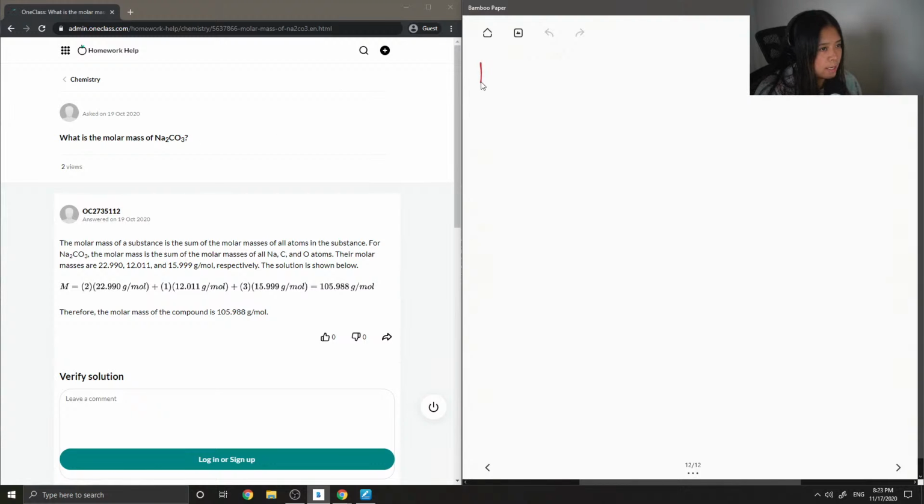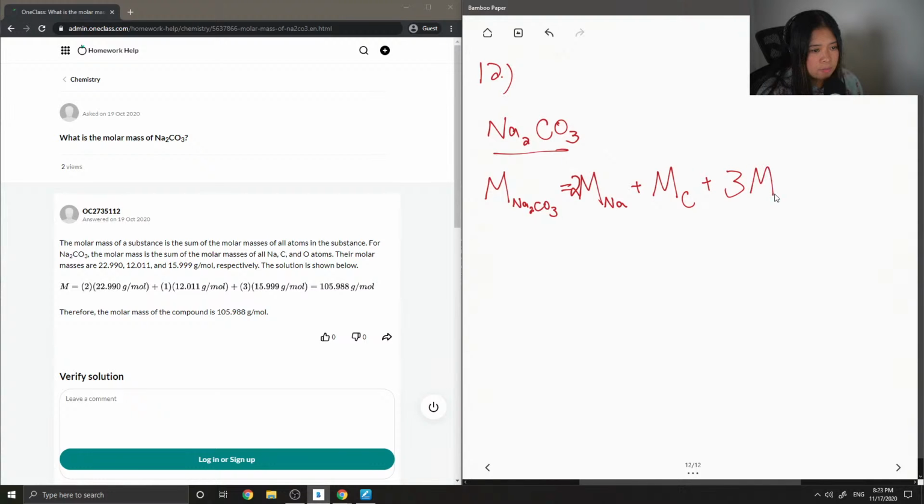Question 12 just asks, what is the molar mass of sodium carbonate? So the molar mass of sodium carbonate would just be the molar mass of sodium times 2 plus the molar mass of carbon plus 3 times the molar mass of oxygen. Okay, so let's add these values up.